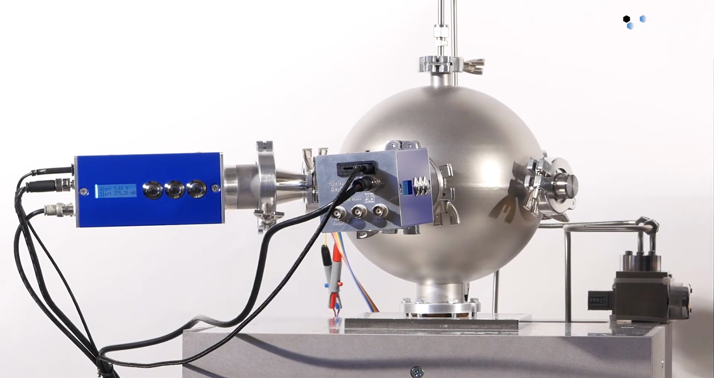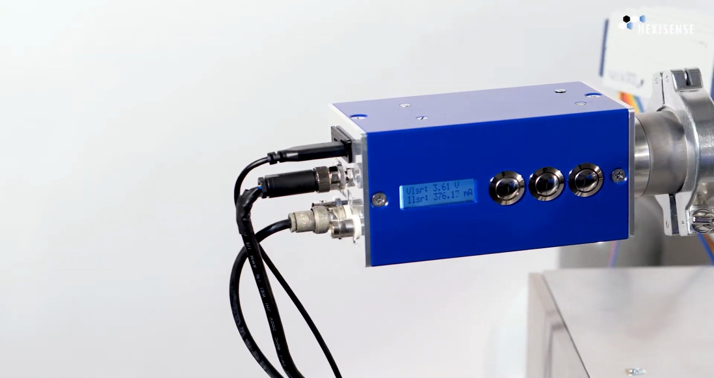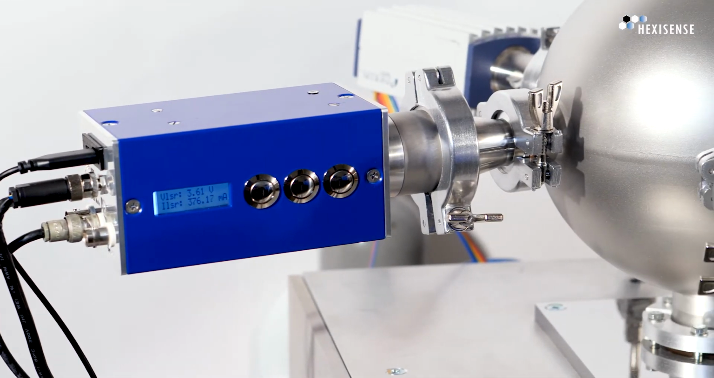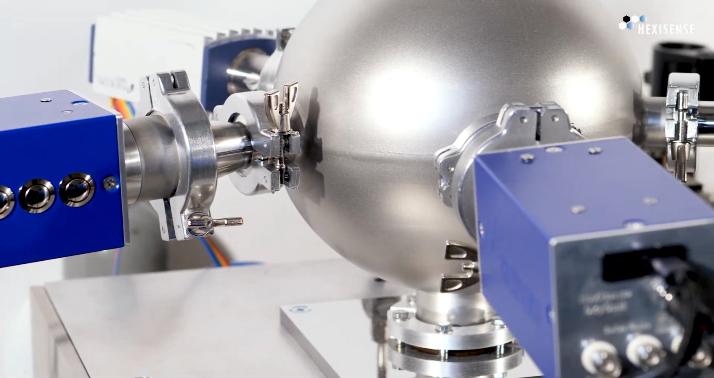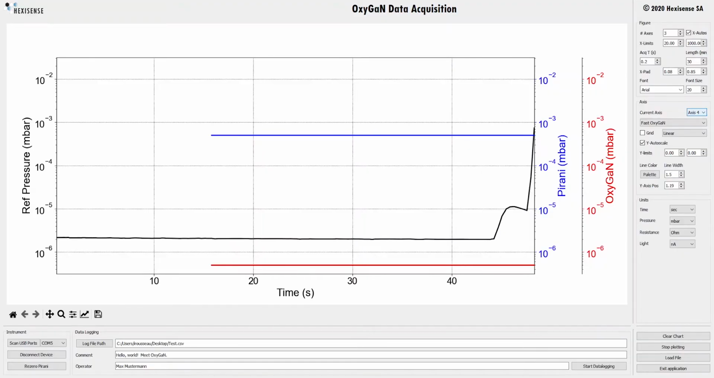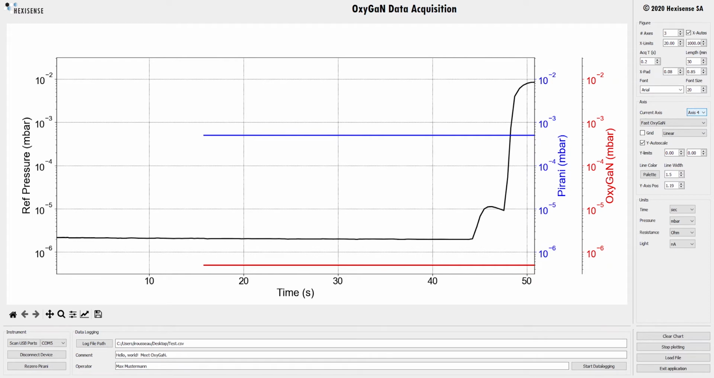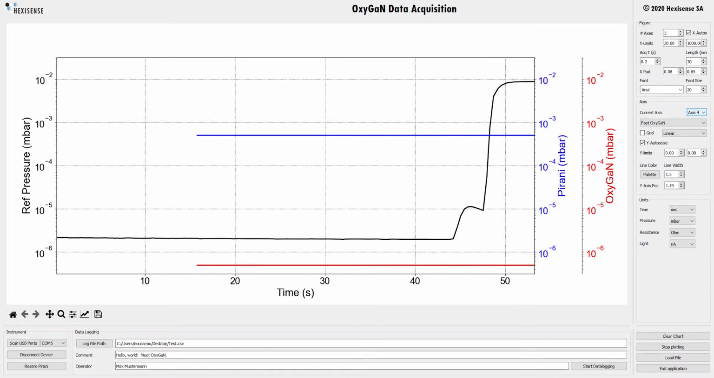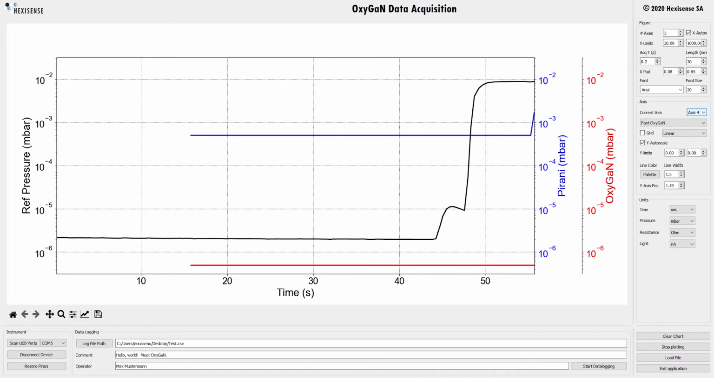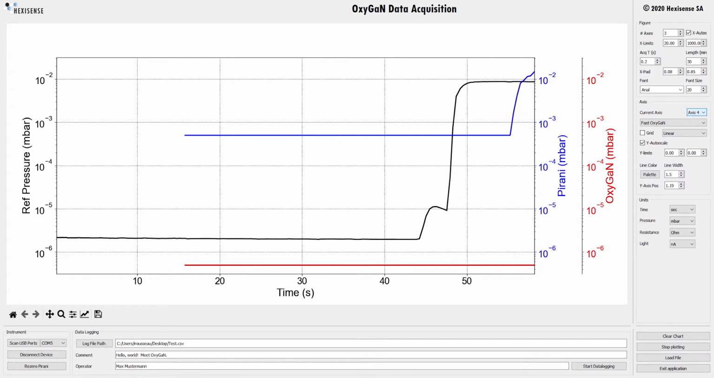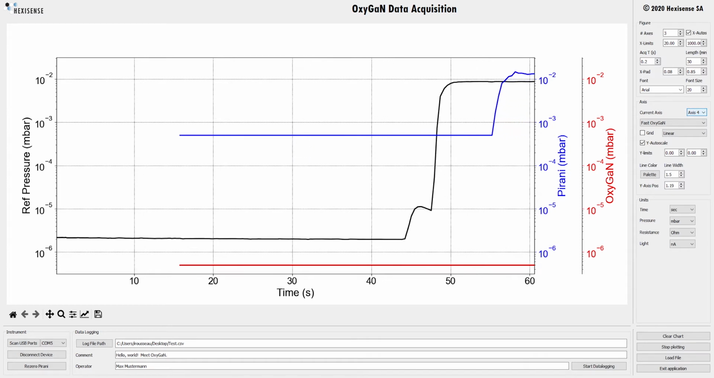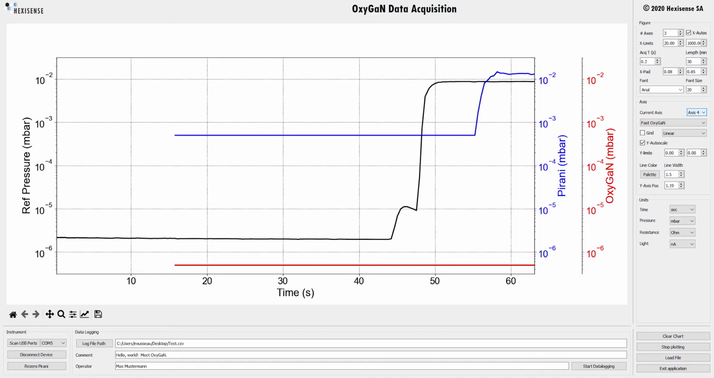In this setup, oxygen and nitrogen gas flows are computer-controlled by mass flow controllers. The reference instrument is a conventional pressure gauge. When you add nitrogen to the chamber, both the reference gauge and OxyGaN micropirani gauge see the pressure increase. OxyGaN's chemical sensor, on the other hand, remains flat because no oxygen is in the chamber.